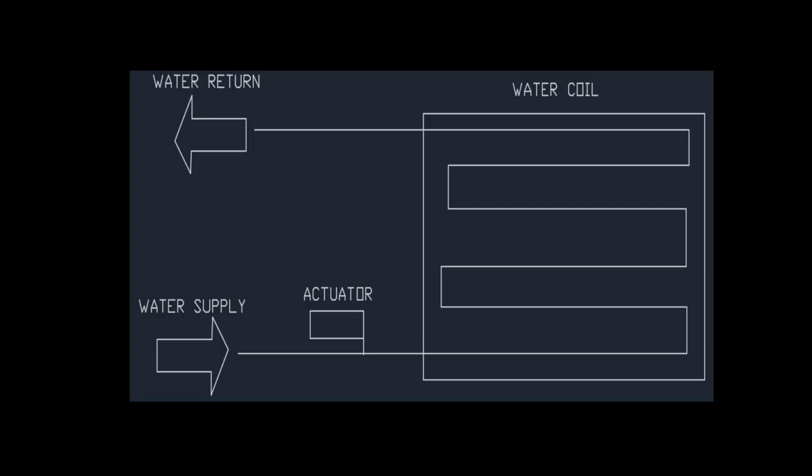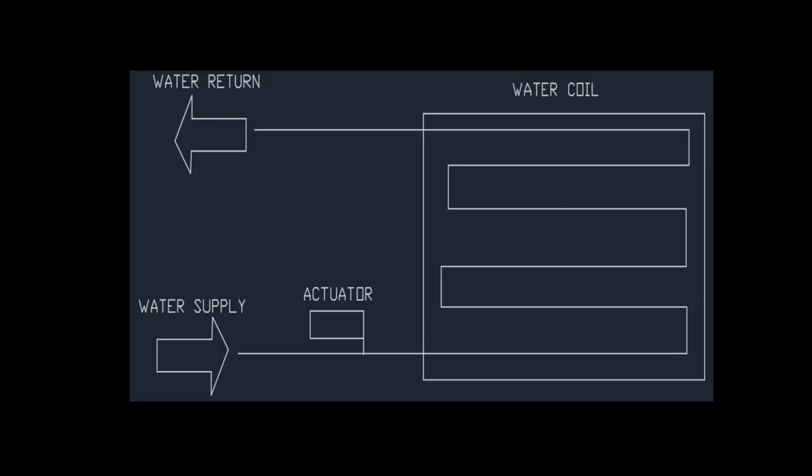Once a command is sent to the actuator on the supply water valve, the actuator opens the valve, allowing water to pass through the coil until the room or space temperature is satisfied. At this time, the water supply actuator will close the valve, allowing the flow of water to stop, thus discontinuing the heating of air.